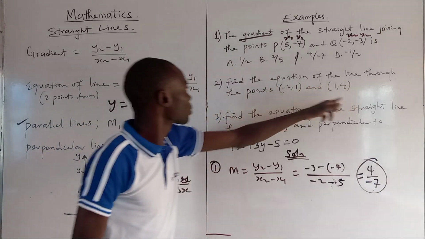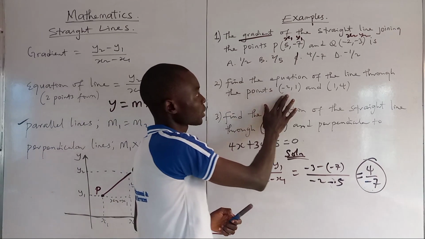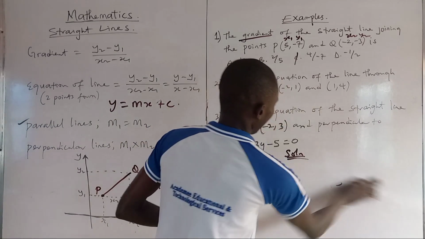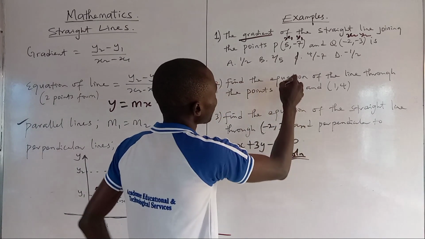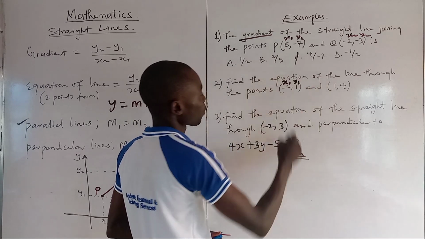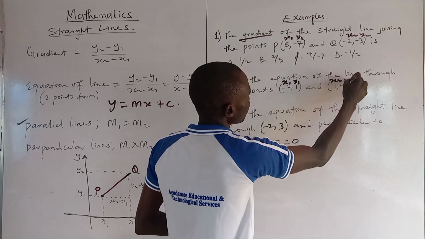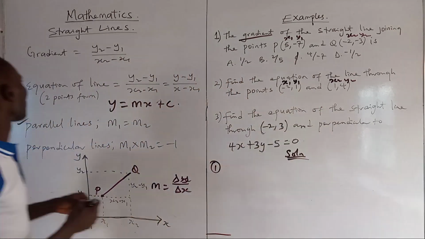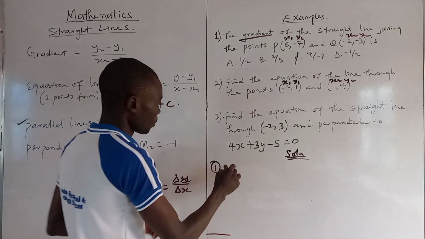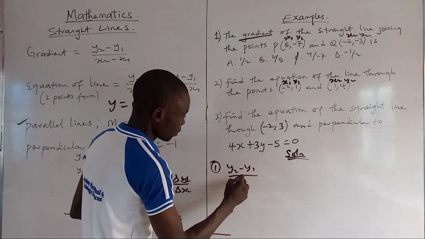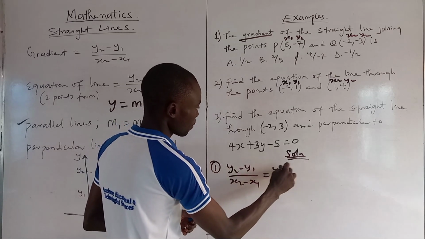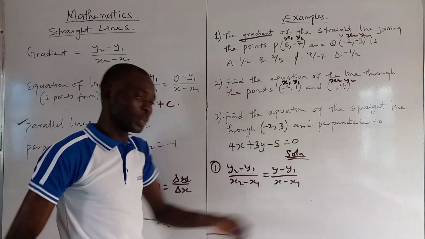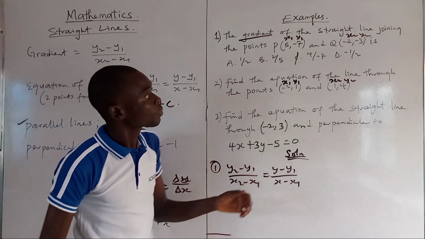Find the equation of the line through the points. This is the first point and the second point. So, in order to do this, the first point will always have x1, then y1, while the second point is having x2, y2. Now, if you want to find the equation that goes through this, we are using this formula: y2 minus y1 over x2 minus x1 equals y minus y1 over x minus x1. Take note that our y1 will always be outside, so don't get them twisted together.